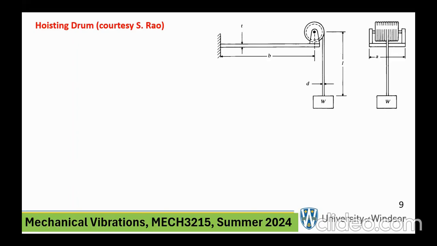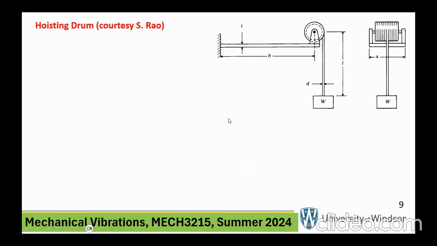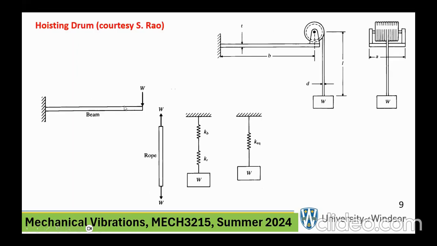Now, when you look at this, you may not see any spring, but really there is one. There is one due to the beam that we just discussed a minute ago. Remember, it was 3EI over L cubed. This is for the beam, 3EI over L cubed. So there's one for the beam, 3EI over L cubed. And this rope actually also acts as a spring.